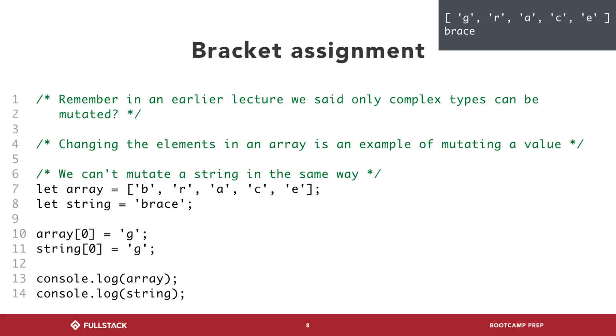And once again, this is because arrays and objects in JavaScript are complex, which means you are able to change it once you've created it. Strings, numbers, and booleans, you are not able to change once you create it. So your only recourse really is to create another version of it with the value that you want.